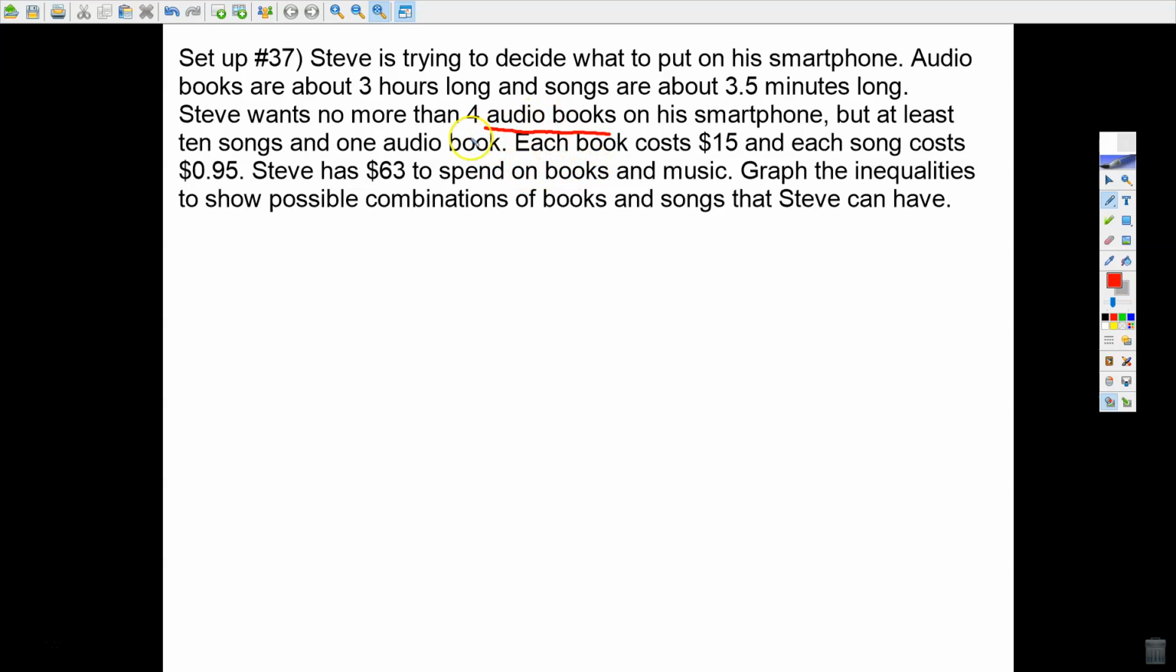audiobooks and songs. Okay, and we're getting some information. Some of this information really isn't needed, but some of it is very important in helping us set up a total of 3 inequalities. Okay, so first of all, let's just identify variables. Since it says let's show the possible combinations of songs and books that Steve can have, I'm just going to let X stand for audiobooks, the number of audiobooks. And Y will stand for songs.